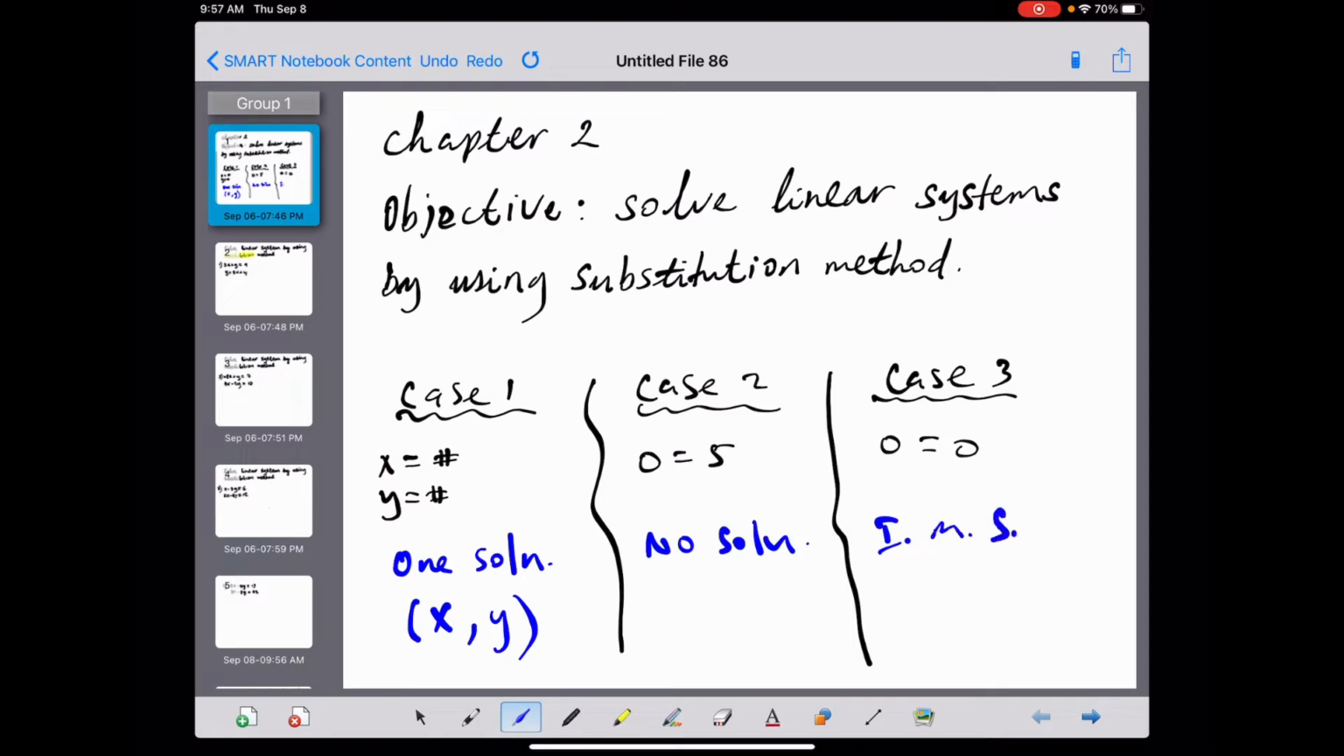Very same thing like elimination, except it's just a different way of solving a linear system. Okay, let's look at number 1.